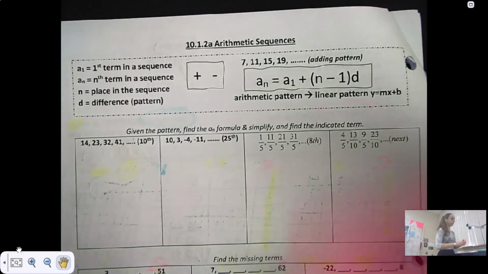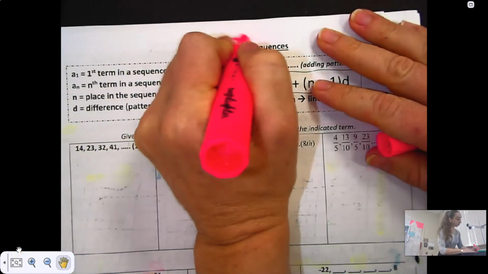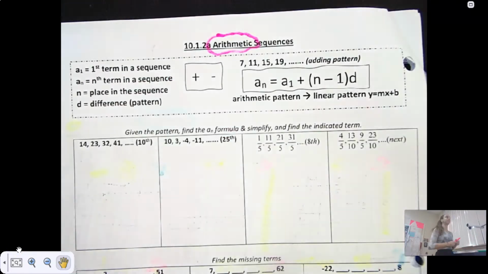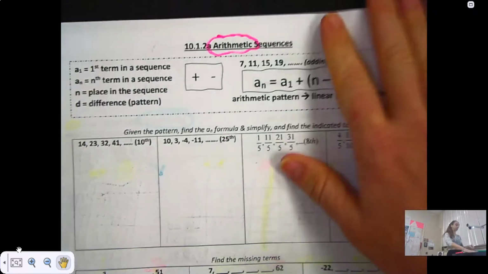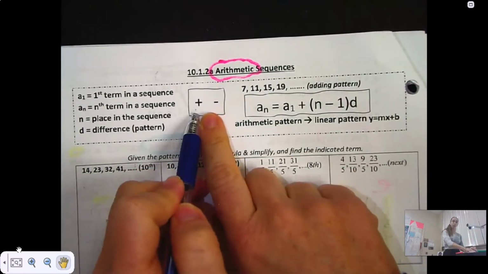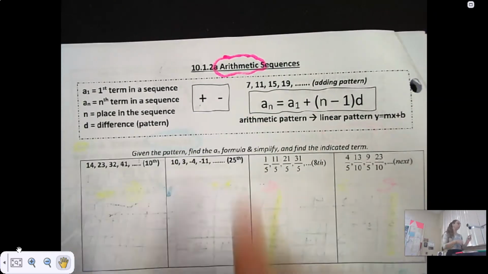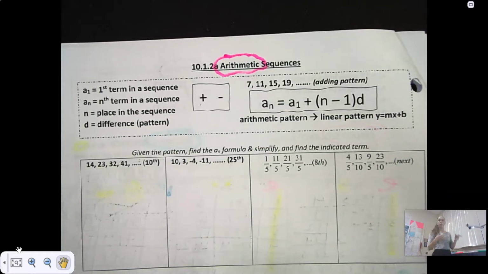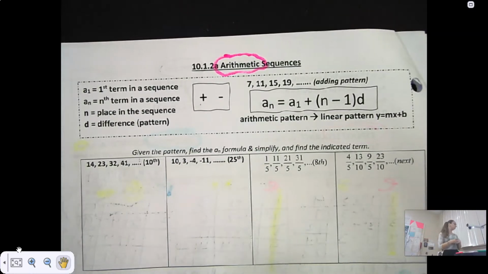So we're going to speak specifically, it's not arithmetic sequences, it's arithmetic. Arithmetic sequence means you either have an adding pattern or a subtracting pattern. So plus 5, plus 5, plus 5. Minus 4, minus 4, minus 4. Plus 0.3, plus 0.3, plus 0.3.